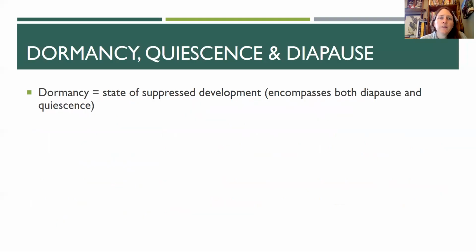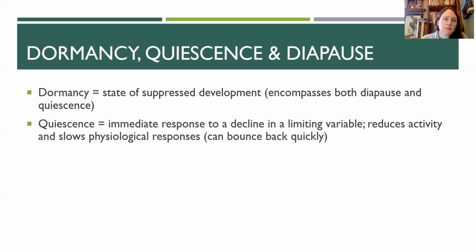Okay, so in terms of development, it can be stalled for a number of reasons. So dormancy is a state of suppressed development, and we're going to talk about two different types of dormancy, diapause and quiescence. So quiescence is an immediate response to some decline in a limiting variable. So, you know, like it gets really, really cold, or the stream dries up. This results in reduced activity and slows physiological responses.